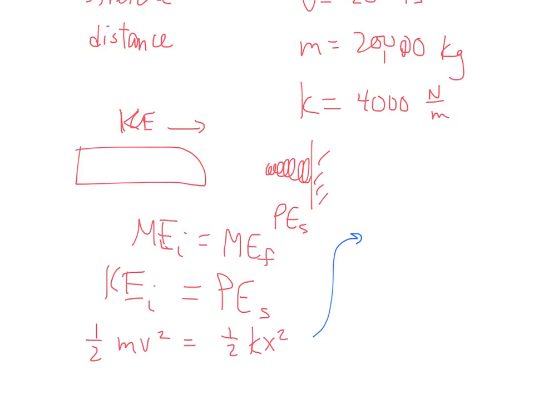Cancel the 1/2s, right, on both sides? 1/2 is on both sides. M is not on both sides. Okay, we can't drop off M like we did in other problems.